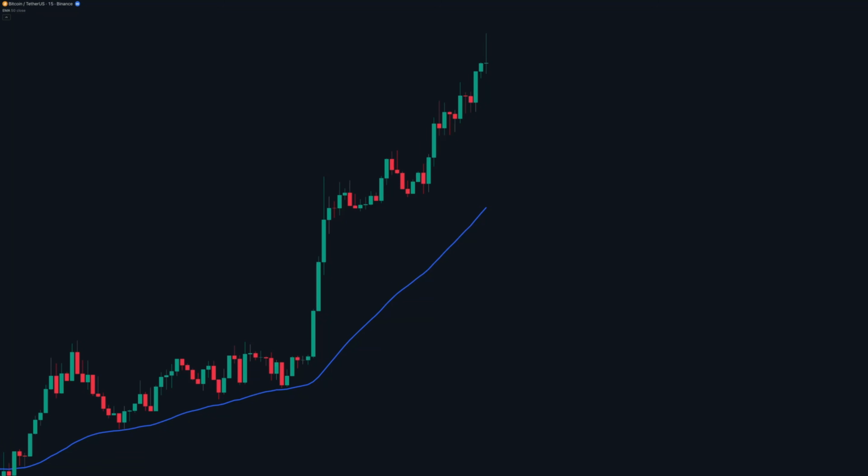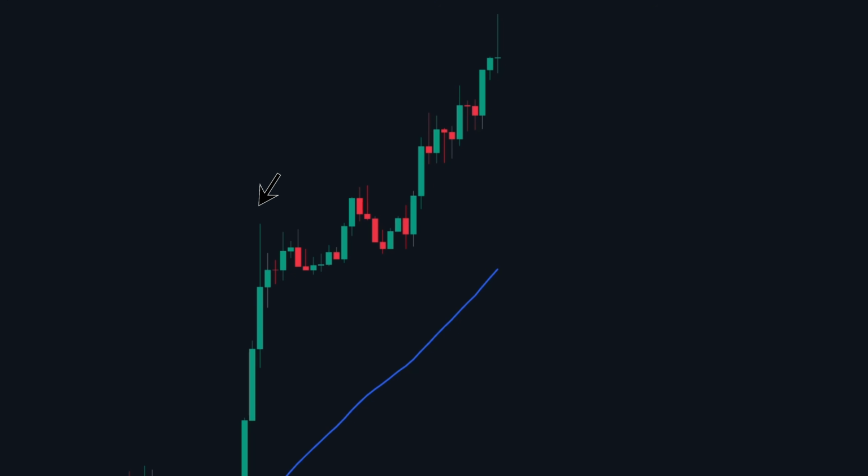Alright, so now let me show you exactly how this scalping strategy works in a real trade. Step by step, right here on the chart. See this Bitcoin 15-minute chart. Price is clearly trending above the 50 EMA. Market is bullish. We are only looking for buy trades.